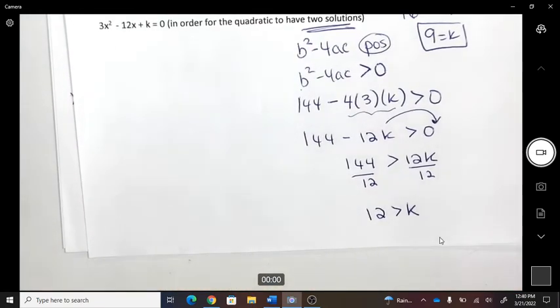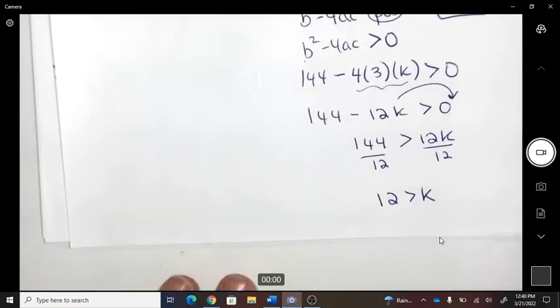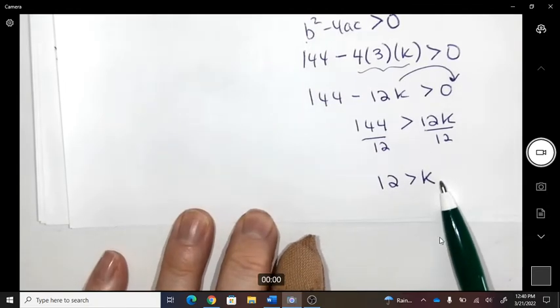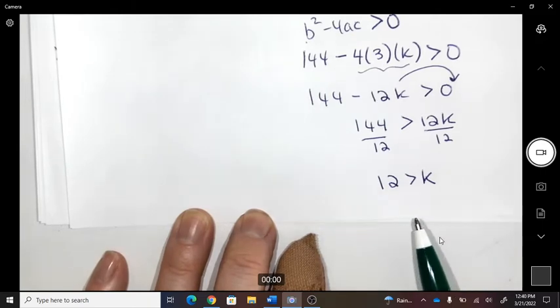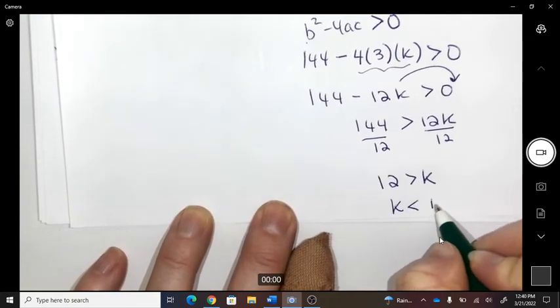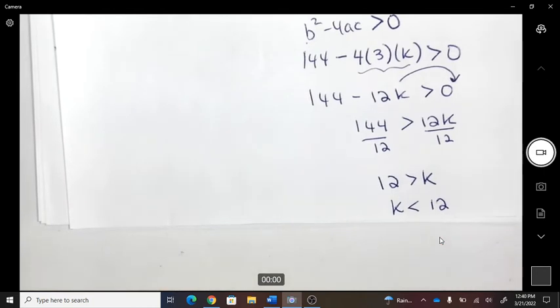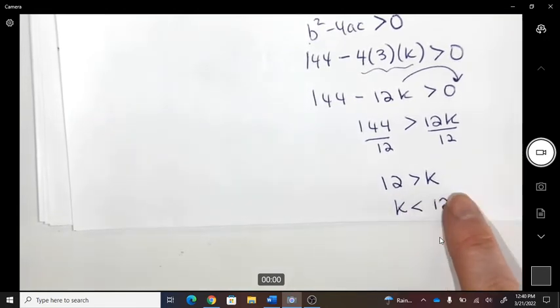Okay, it's fine to write it like that, but how would you read this to me? You would probably want to read it, k is what? What kind of word would you put there? If I flipped it around, the k is being pointed to. So how would you read it like that? K is less than 12. Because 12 is greater than k, so k is less than 12.